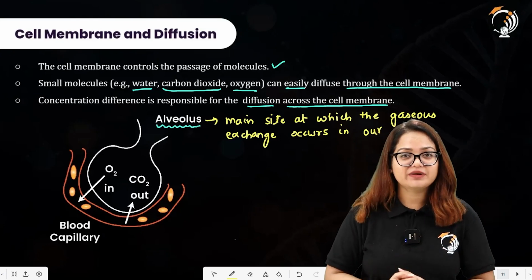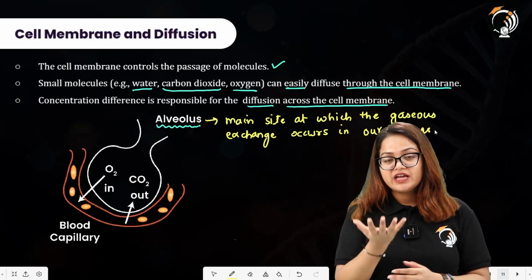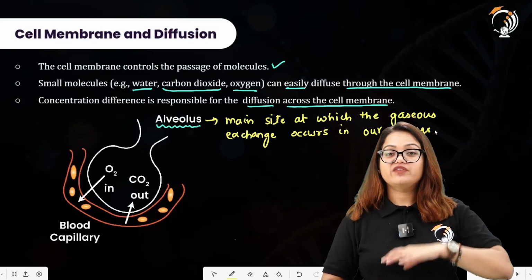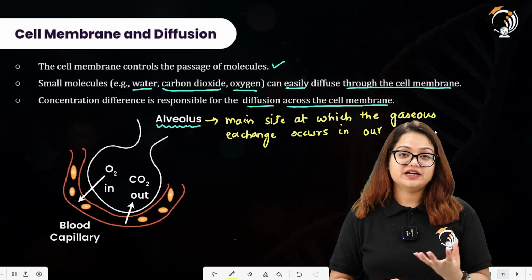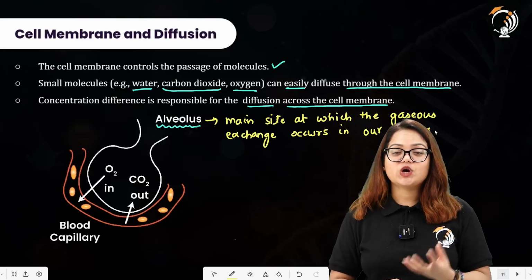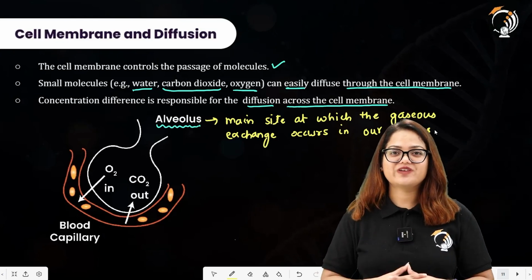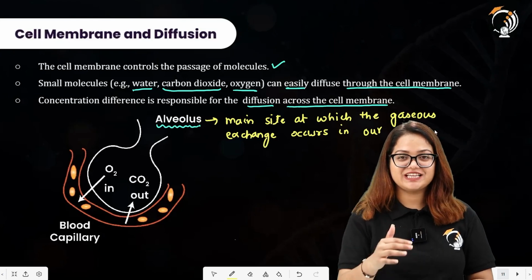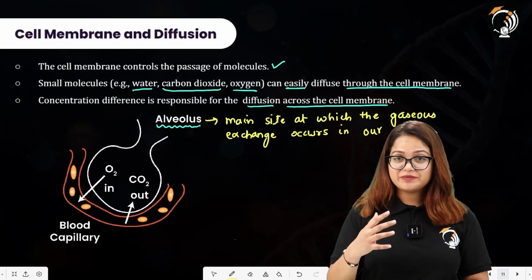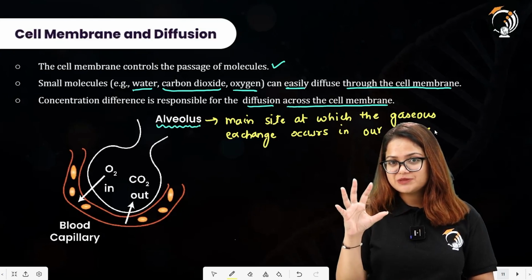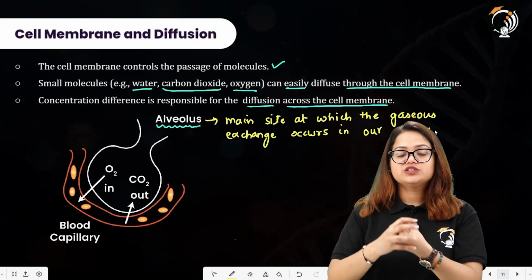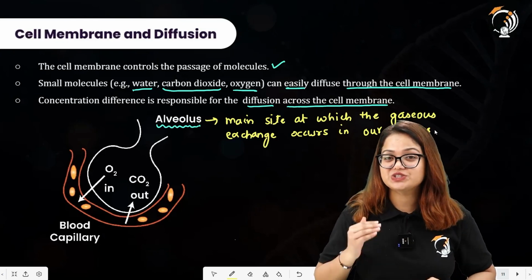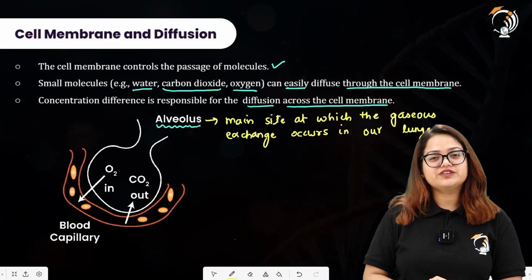And what will happen with the carbon dioxide? The carbon dioxide will be rich in the blood capillaries, since they are taking the blood away from our body. This blood is deoxygenated, or you can say it has a high concentration of carbon dioxide when compared with the carbon dioxide percentage in the inspired air. So there will be a movement of carbon dioxide from these blood capillaries into the alveolus. So how does this happen? This happens because of the presence of a concentration gradient. And what do we mean by concentration gradient?